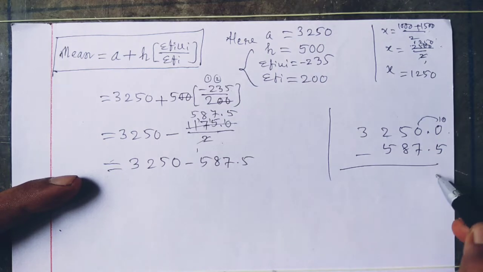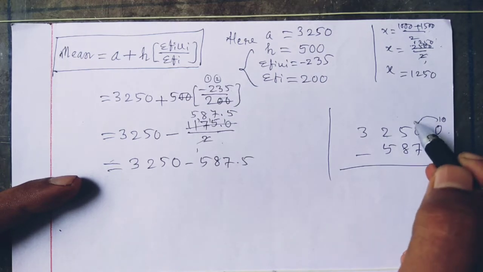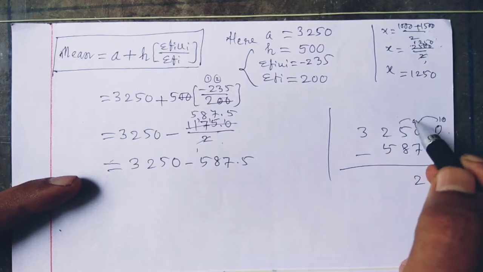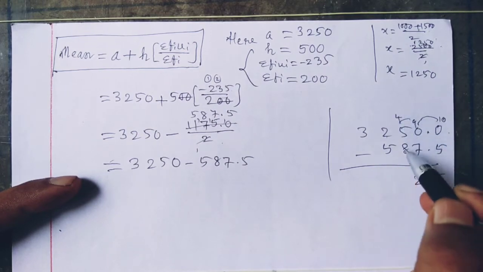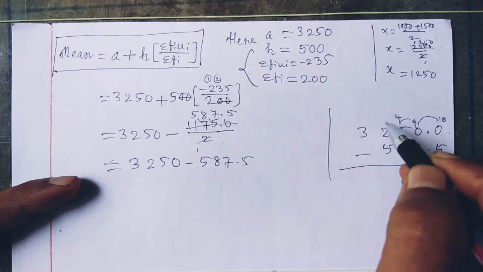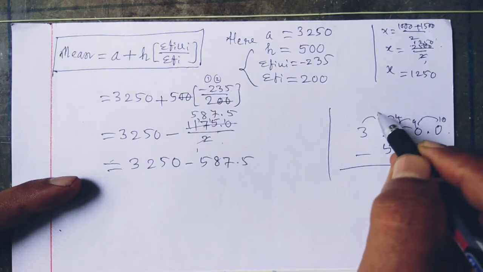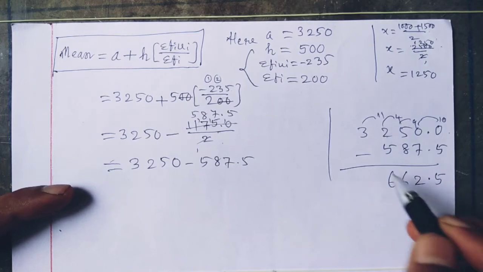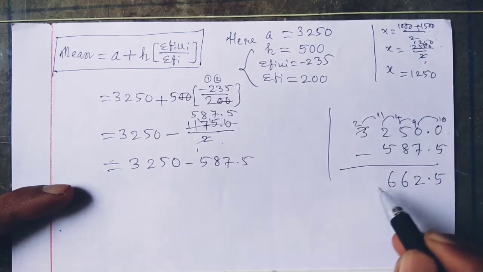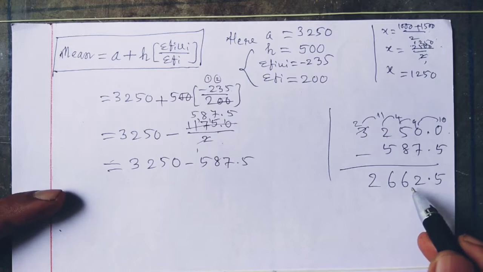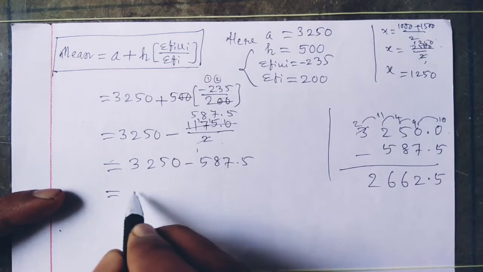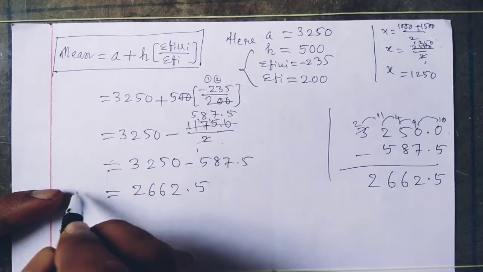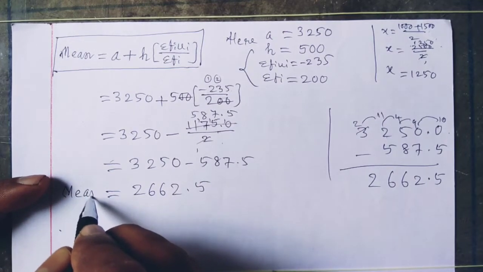Subtracting, we get 2662.5. This is the mean.